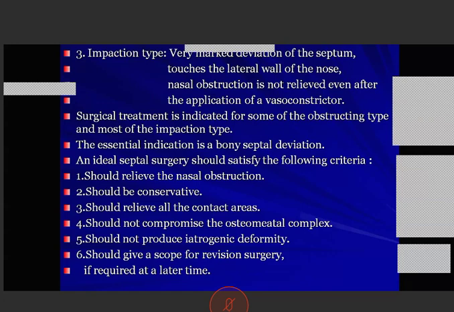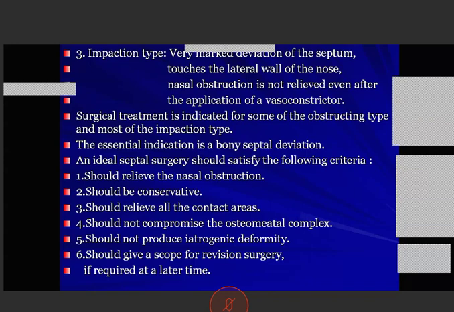So Cottle divided the obstructions into simple, obstructive, and impacted. Surgical treatment is indicated for some of the obstructive type and most of the impacted. So simple deviations do not require any surgical treatment. Some of the obstructive type of deviations require, and all of the impacted type require surgical treatment. So the essential indication is a bony septal deviation.